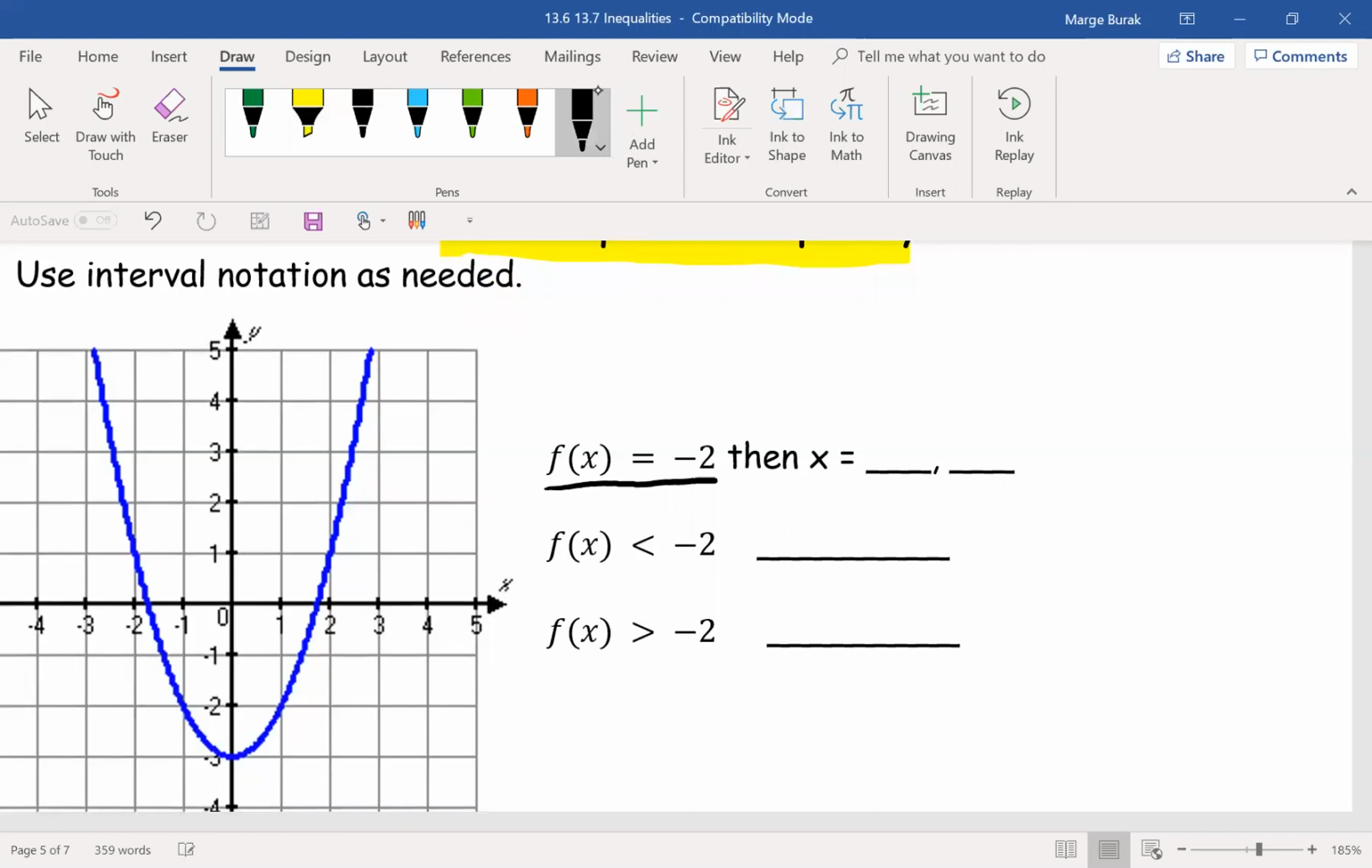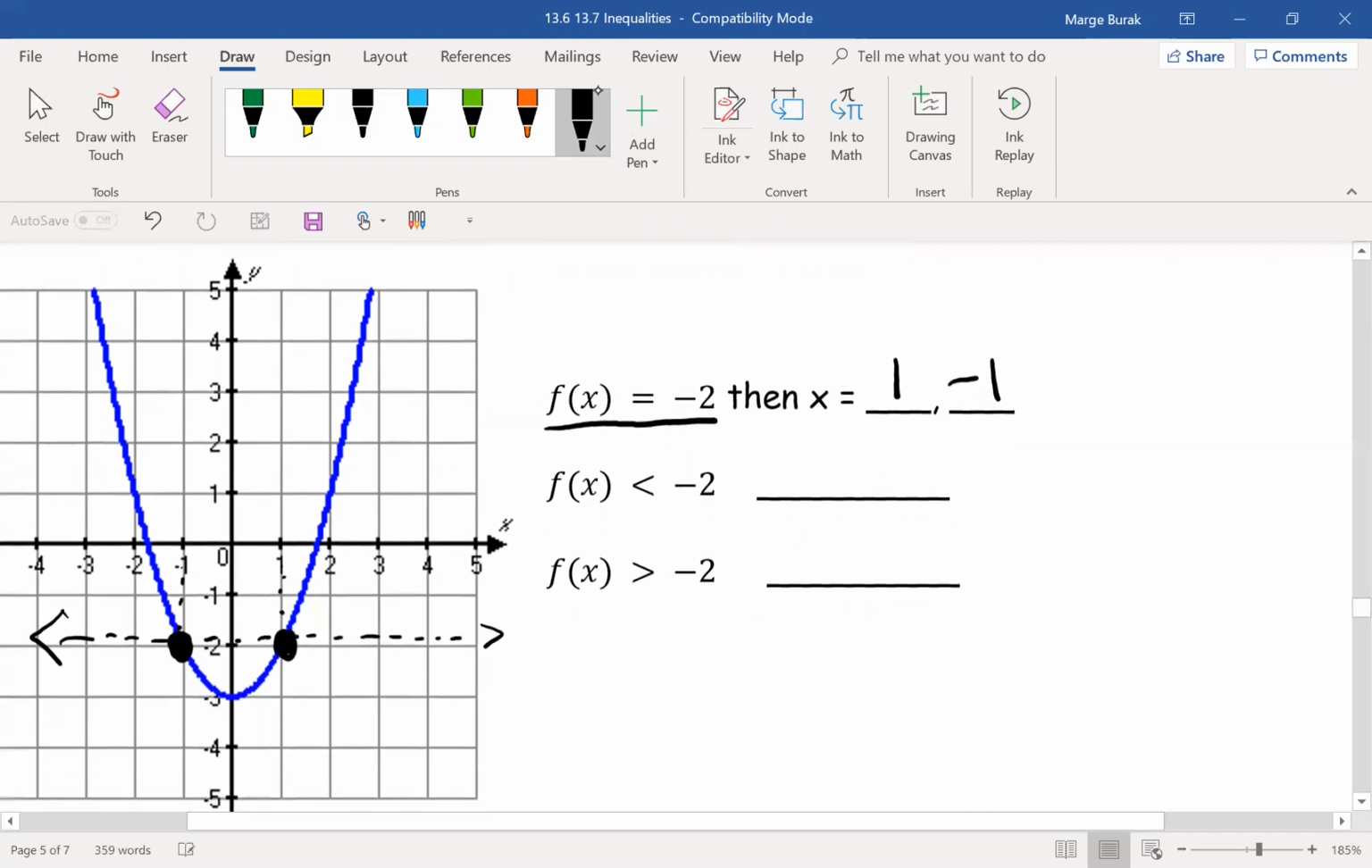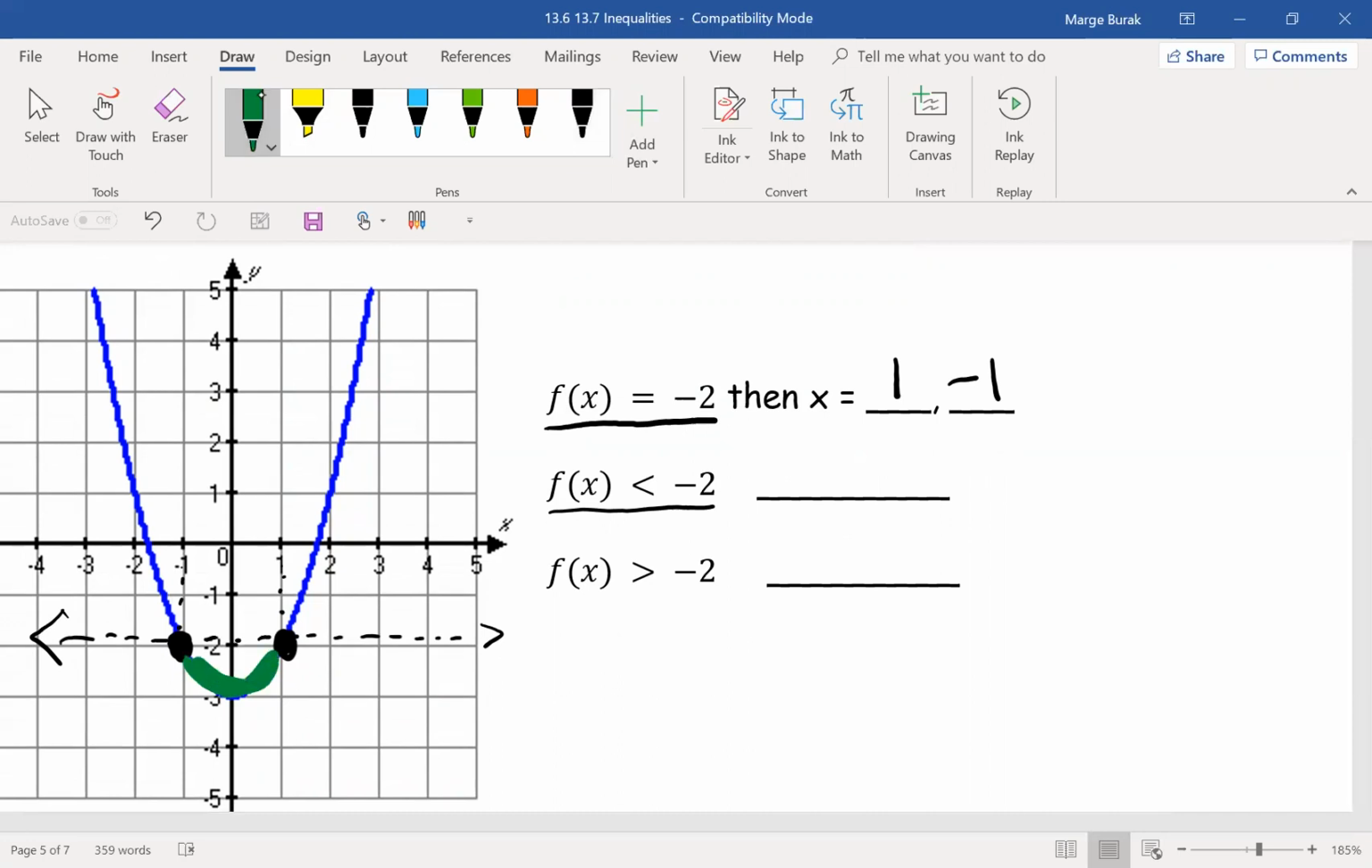Okay, so I go to -2, and I look at this right here. And I see, right here. Aha, so what are my x values? Well, go up to the x-axis and you see it's 1 and -1. Then they want to know, okay, where is the function less than -2? And that's going to be right here, less than -2.